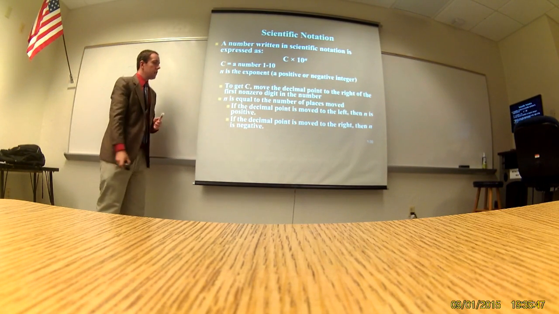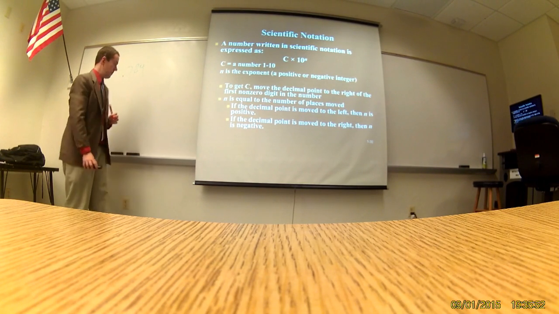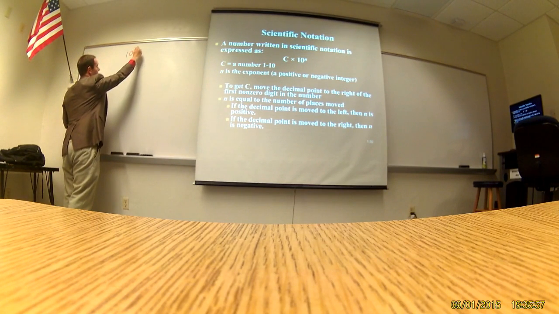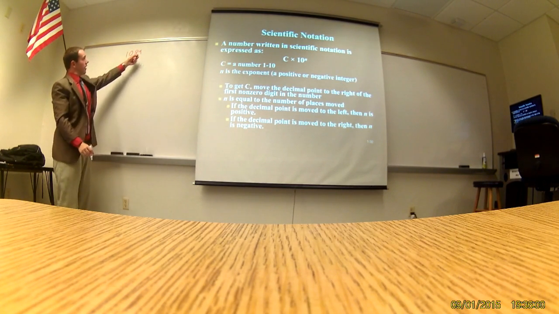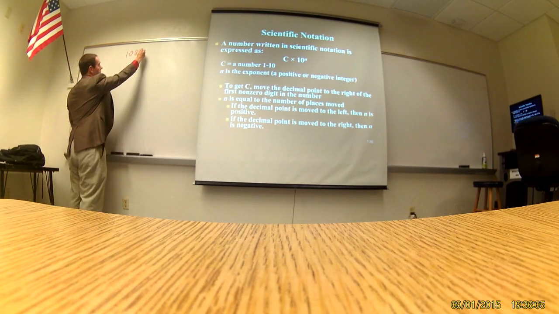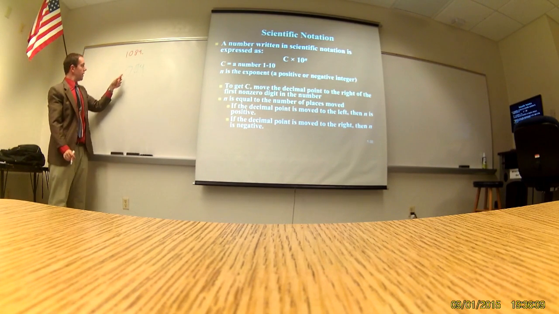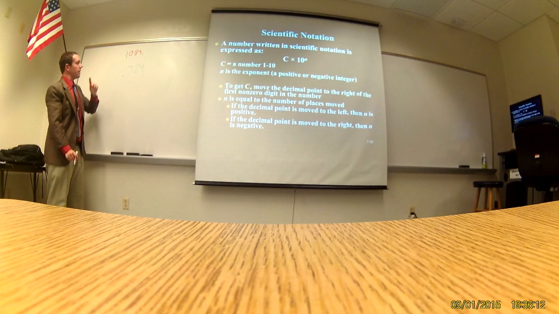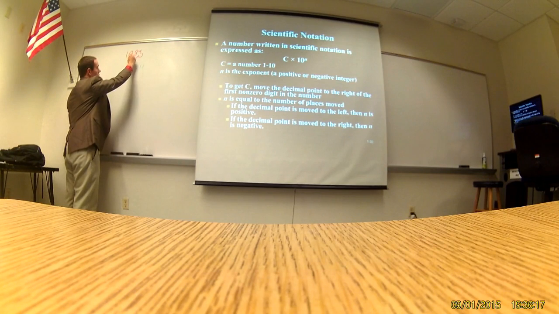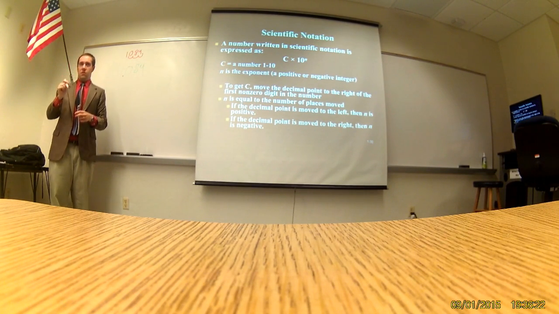To figure out n, you look at how many places you moved the decimal point to get it there. So we started with 1084. Where is the decimal point in that number? After the 4. It started here. How many places did I move the decimal point to get it here? 3. I went 1, 2, 3. And that is how you do it.